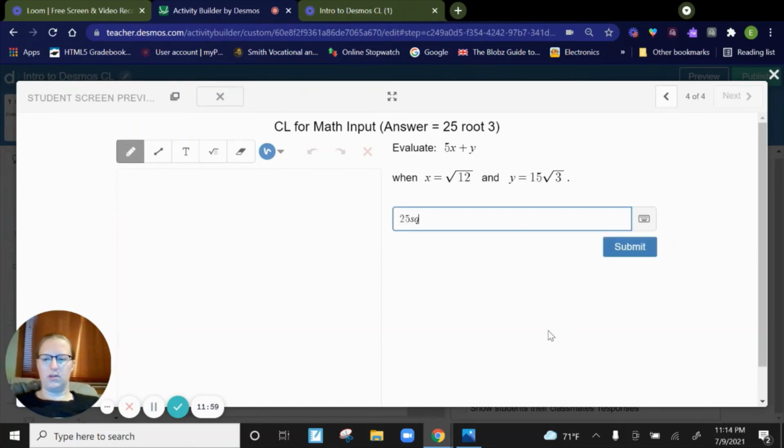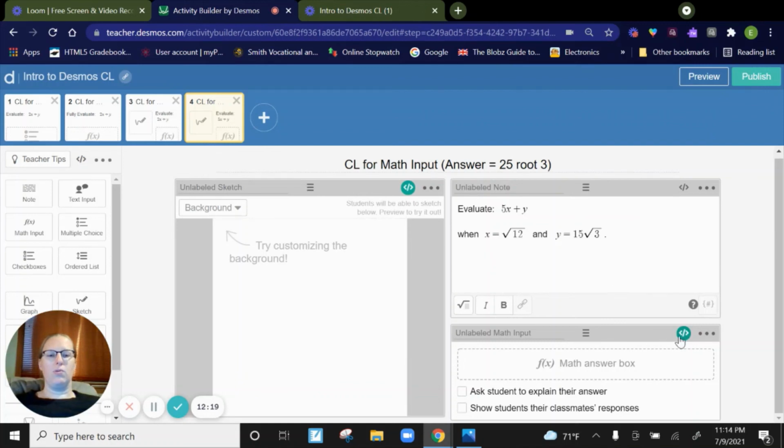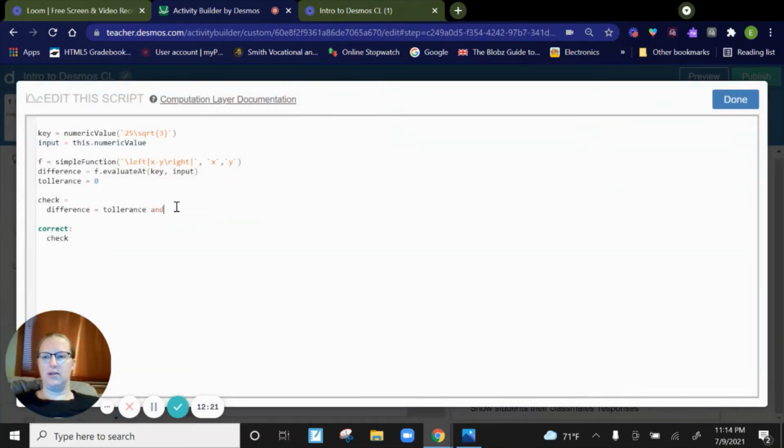25 square root of 3, and it does check out. And if I make it something like 5 root 3, it makes it wrong. But just like before, I did put a tolerance check of 0. Let's say that I had a tolerance check that was a little bit more forgiving. Then I might also want to add in count number usage.